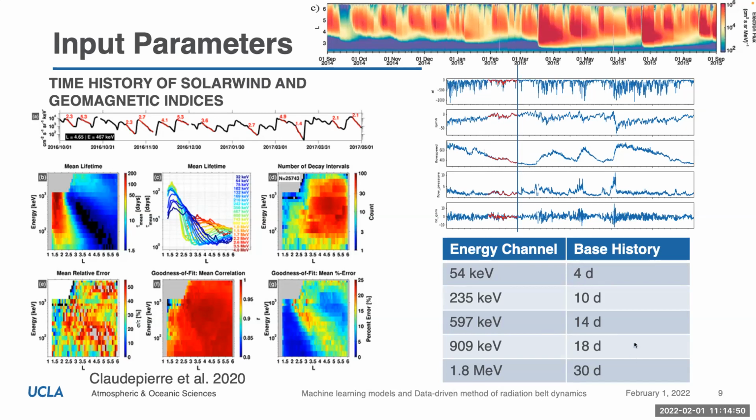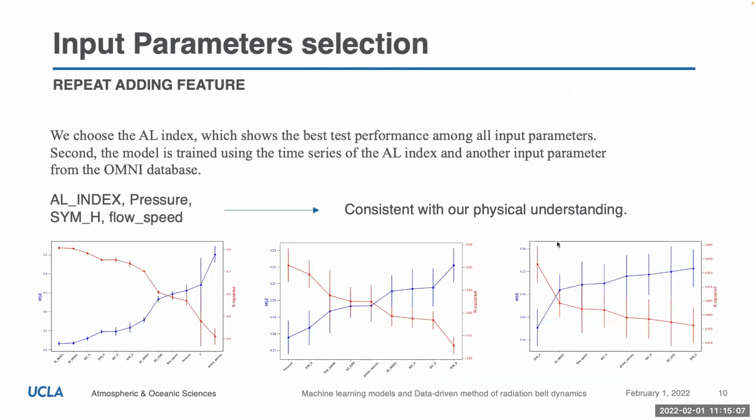Here I'm showing the final time history length of the input Omni dataset we use in our study. For lower energy channels, you can see the length of history is shorter. And as we increase the energy channel, the length increases. One important thing is that not all the Omni parameters are used for our electron flux model. So choosing the right parameters is very important.